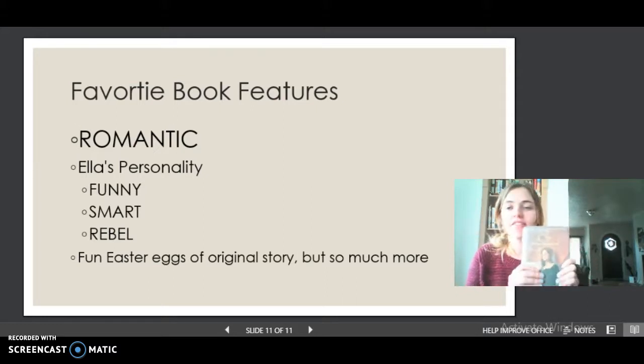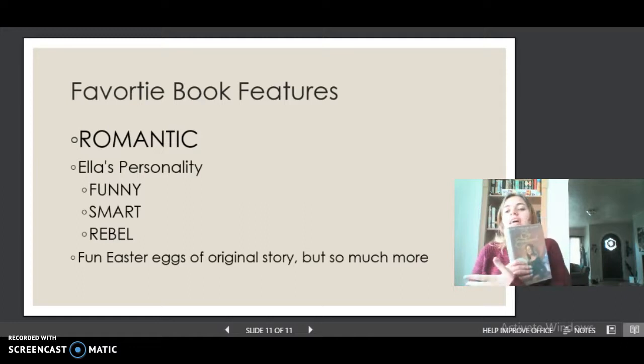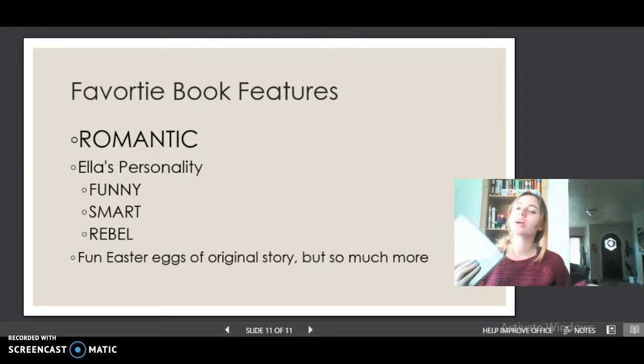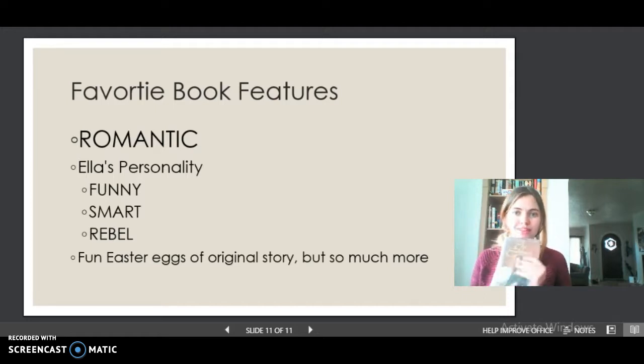I also love that Gail Carson Levine was able to take such a familiar story and add so much to it. And in the end, I love this book. You should read this book. You will love it too.